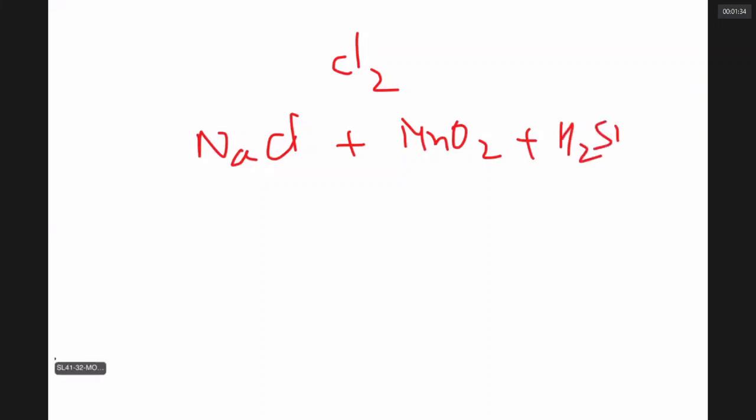Now today I'm interested to tell you how chlorine can be produced. In the laboratory, if you have any chloride salt, you add MnO2 and sulfuric acid. Then you will get chlorine.